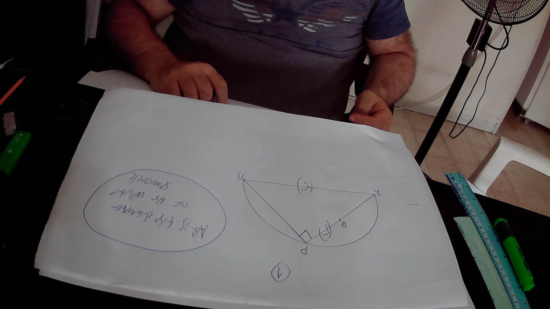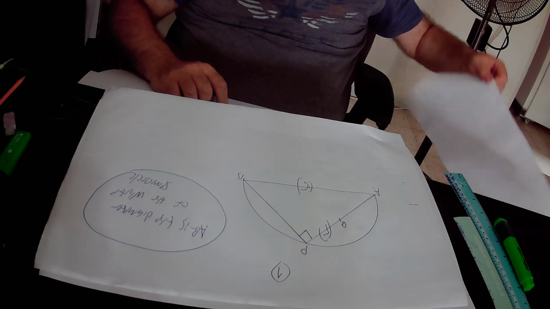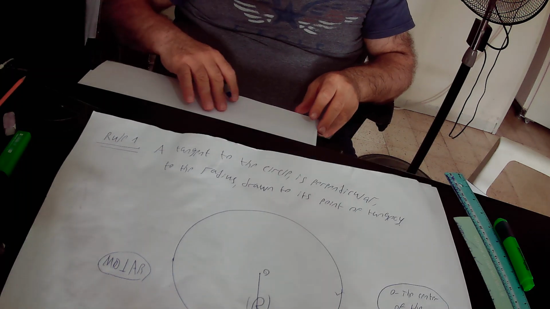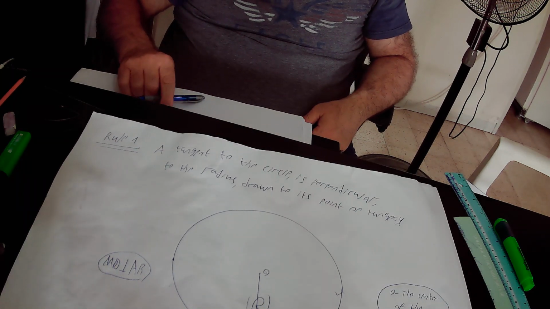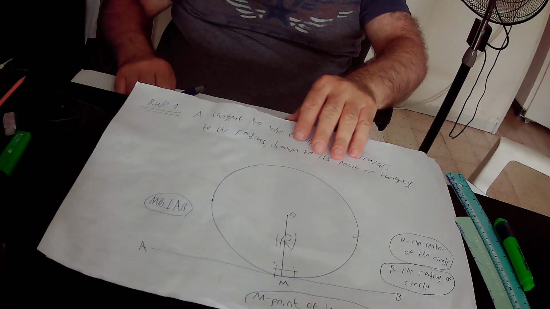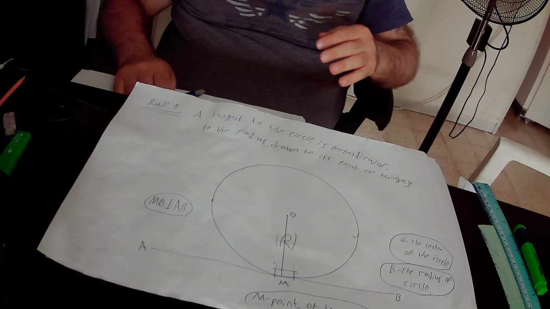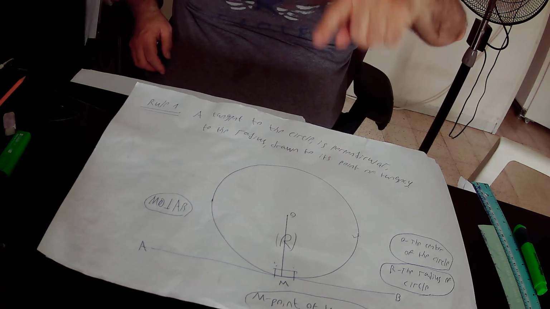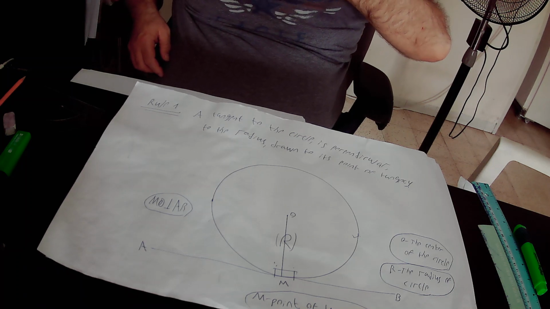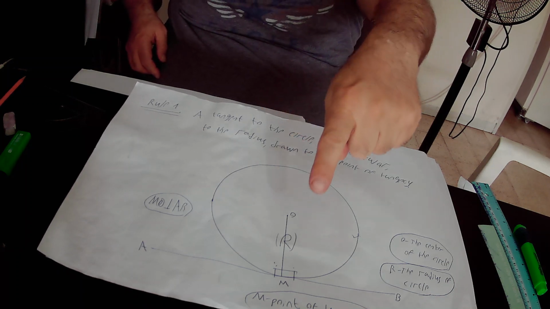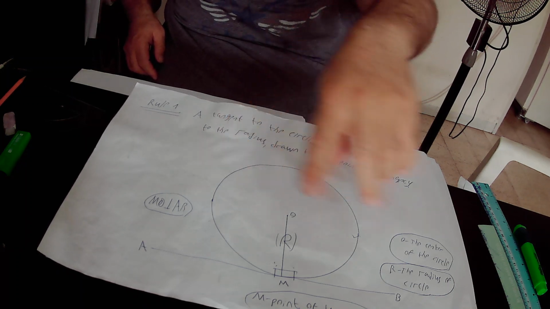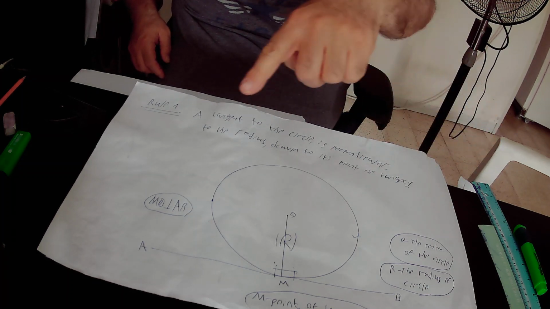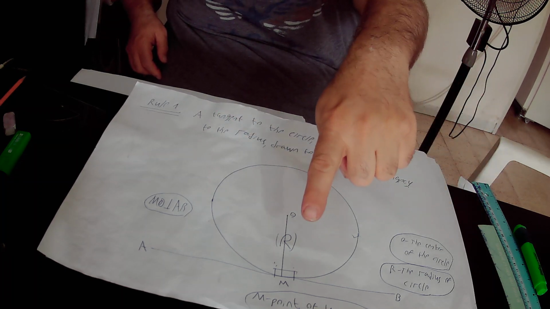Therefore, we can implement here rule 1. I'll put up rule 1 quickly. According to rule 1, a tangent to the circle is perpendicular to the radius drawn to its point of tangency. So in the drawing we have a circle, and we have the radius OM that is equal to R. The radius OM is drawn to point M, that is the point of tangency of tangent AB with this circle. And whenever you have a radius that is drawn to the point of tangency, then tangent AB will be perpendicular to the radius MO.